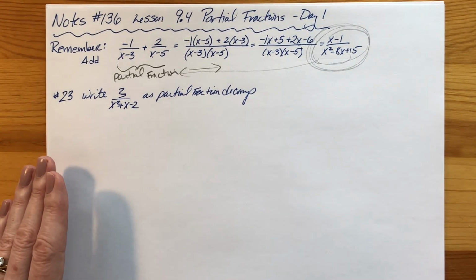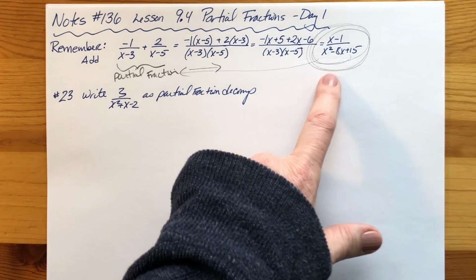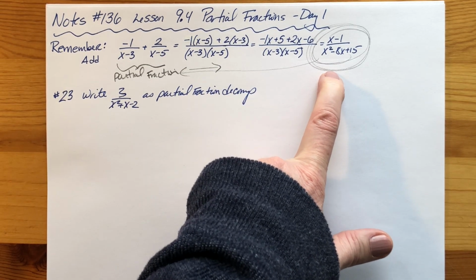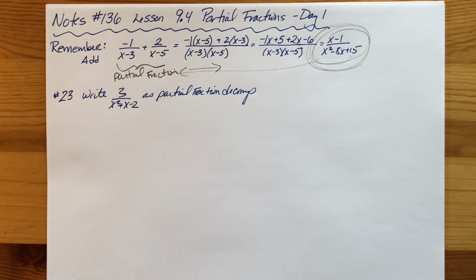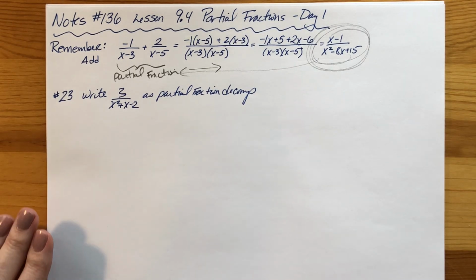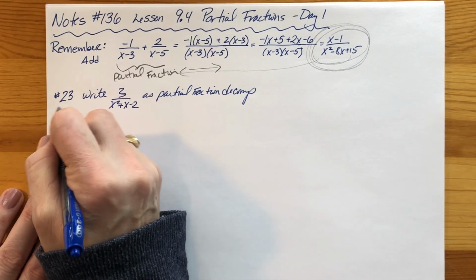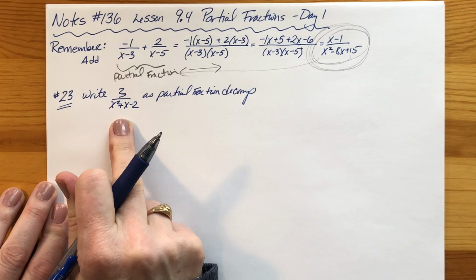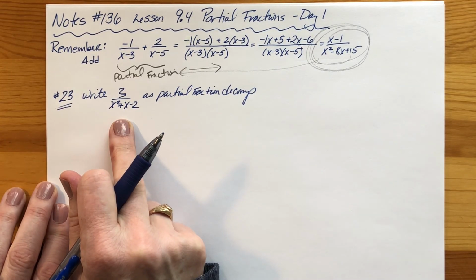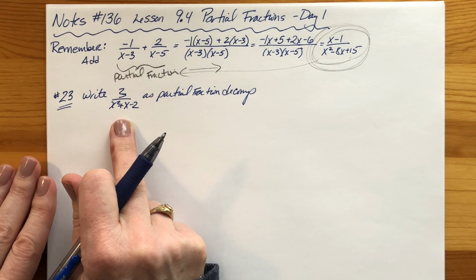So what you're going to do is think about the problem as your answer, and you're going to come up with what fractions add together to give you that as your answer. Don't worry, there'll be a great use for all of this. So I'm going to start with number 23 from your textbook. It says write 3 over x squared plus x minus 2 as partial fraction decompositions.